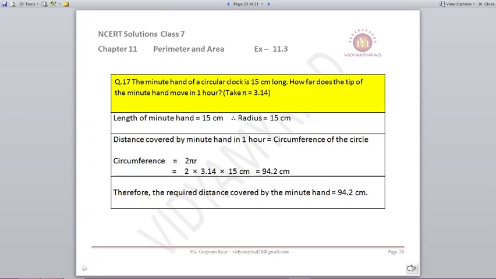Now they are asking how far the tip of the minute hand moves in 1 hour. 1 hour means it will take a full round. Full round means the circumference of the circle, which is 2 pi r. So 2 into 3.14 into 15 gives us 94.2 centimeters. So the required distance covered by the minute hand will be 94.2 centimeters.